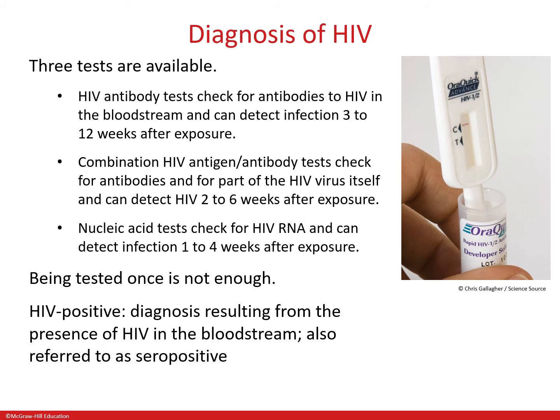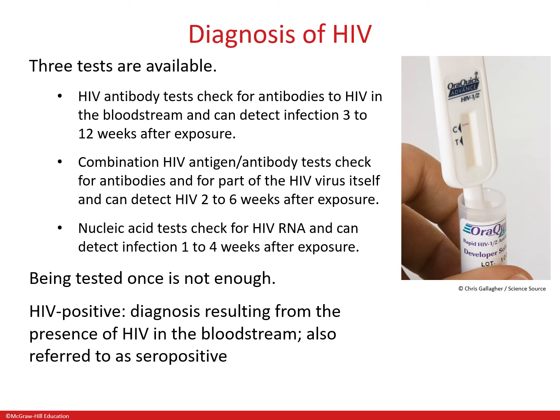Next is a combination of HIV antigen and antibody test. And these look for both antibodies and an HIV antigen known as P24. And because the antigen is produced before antibodies develop, combination blood tests can detect HIV earlier in the course of infection, usually 2 to 6 weeks after exposure.